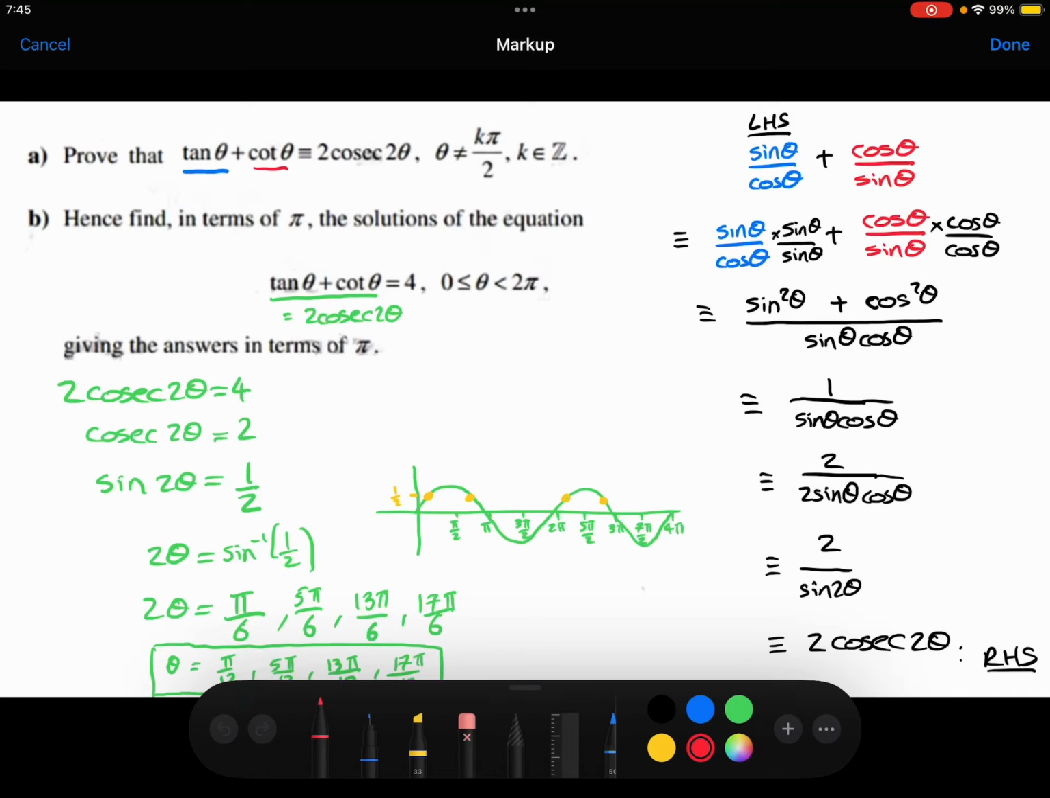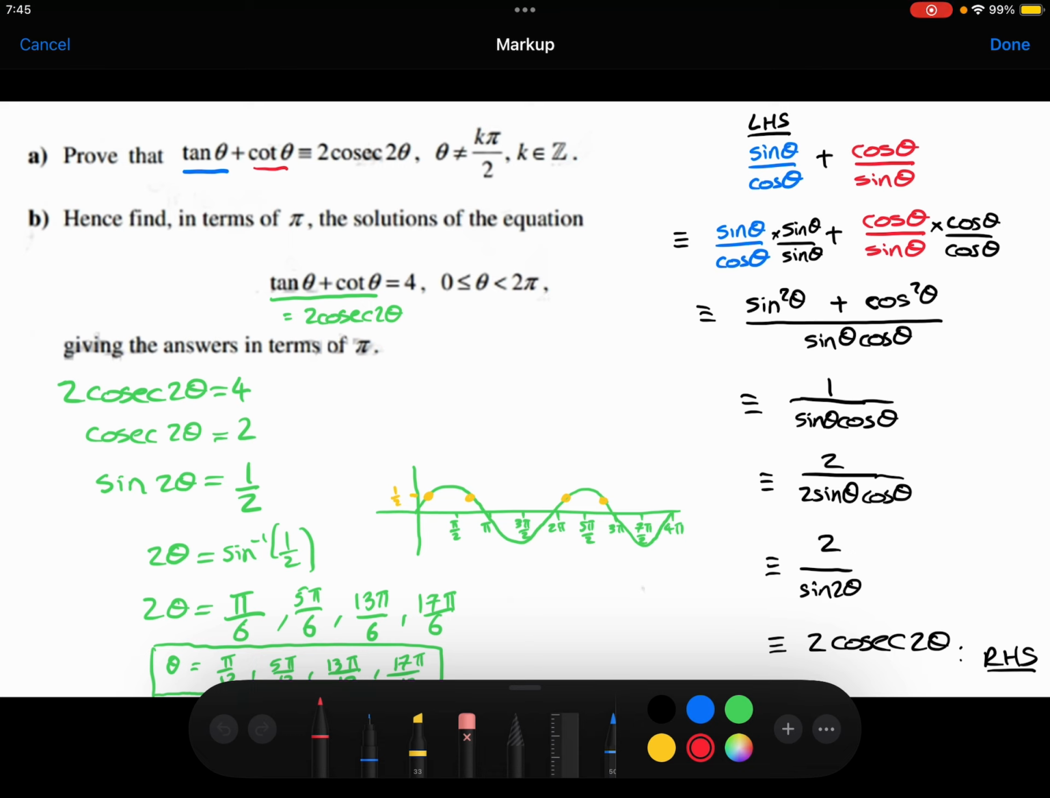As you can see, I've already shown all of my working out for this question, but I'll just talk you through it. So for part A, proving the identity, I'm looking at both sides and deciding which side to start on. I've decided to start on the left-hand side because I can see that there's clearly more things for me to do there. I've got the tan theta and I've got the cot theta. I know I can rewrite both of those. Then I can add them together. Whereas on the right-hand side, I've got the cosec, which there's not a huge amount I can do with that.